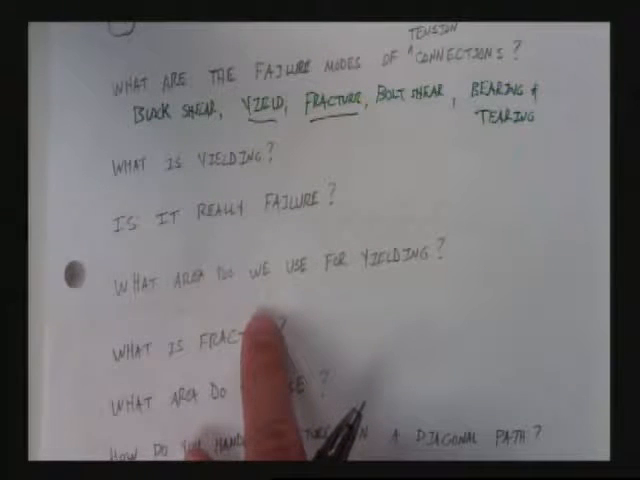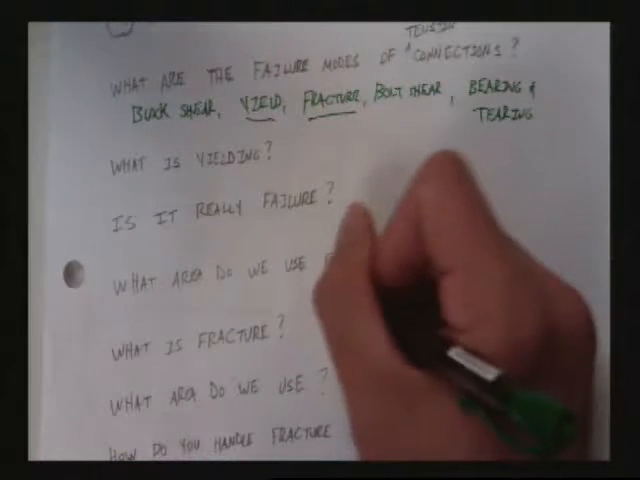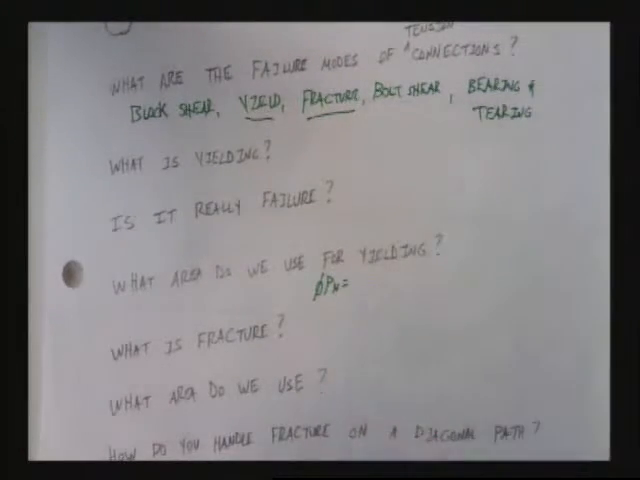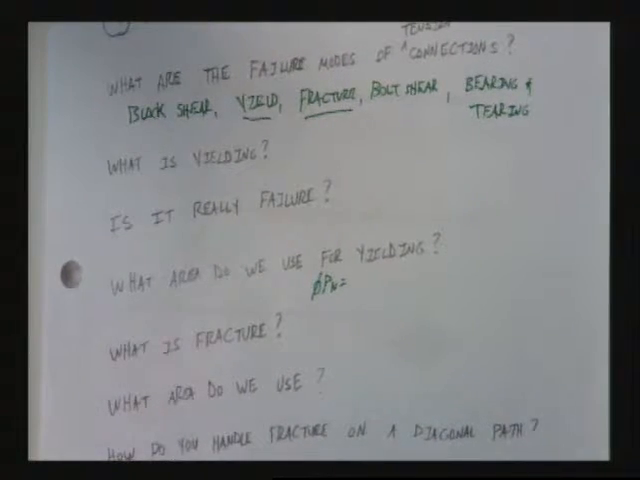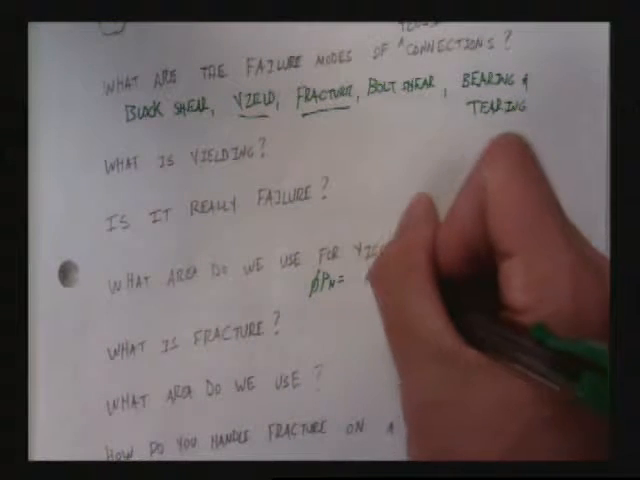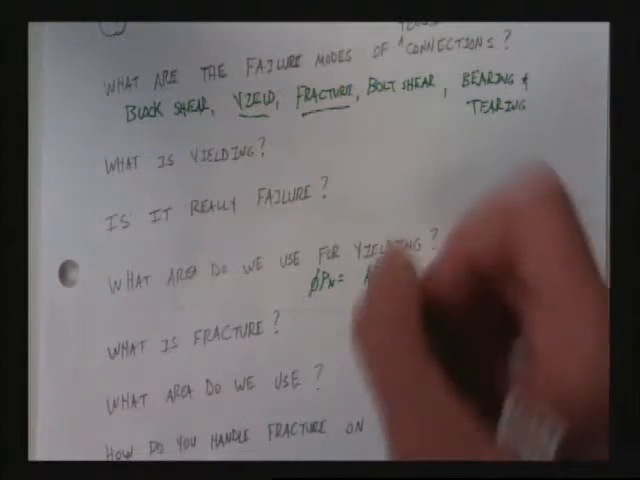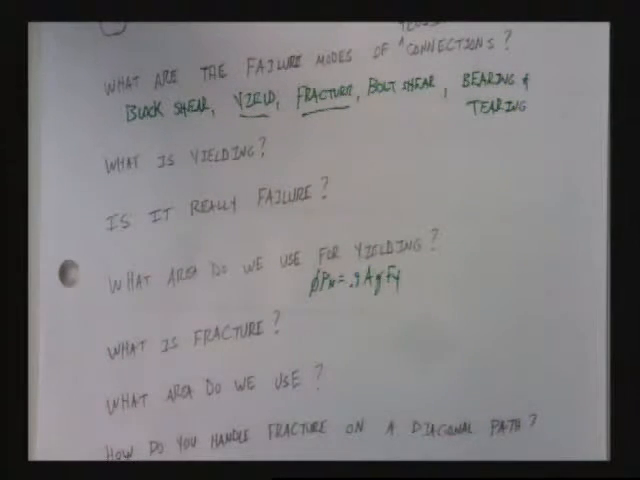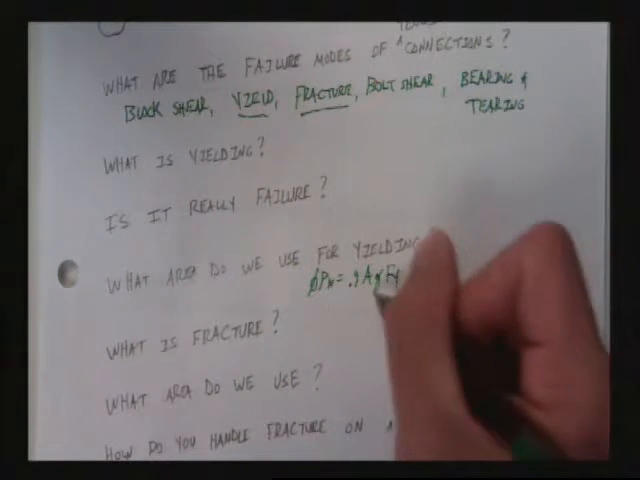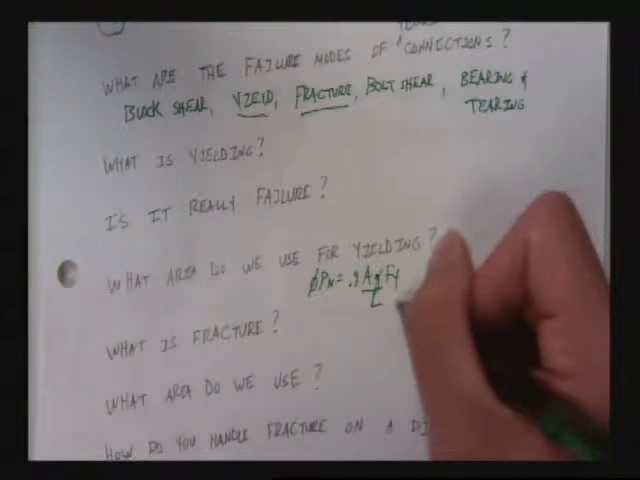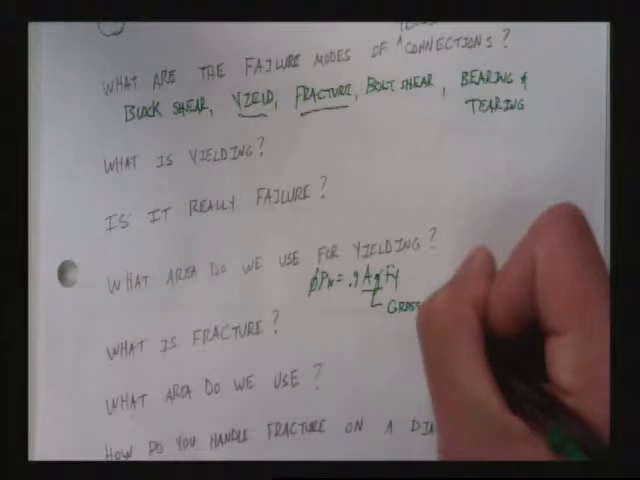So what area do we use for the yielding check? What's the equation? Phi Pn equals what? Ag Fy. Is that right? Am I missing something? Need a phi factor, right? What's the phi factor for yielding? 0.9. So 0.9 Ag Fy, and Ag is the gross area.